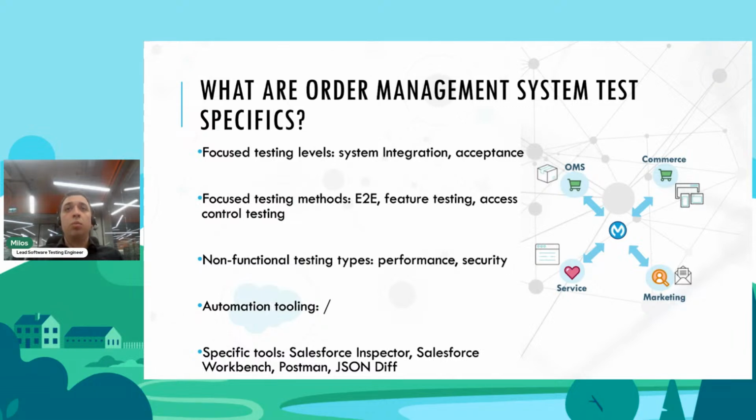Methods. End-to-end prior to the acceptance. So from end-to-end, from creating the order, processing your order, and also deleting the order, to the retailers and the shipping companies and so on, tracking the order. That is all the end-to-end flow that we need to follow. Feature testing, same as for Service Cloud, some customizations are required, and therefore we need to do feature testing. And again, access control testing, because personnel on the OMS will have different permissions to see different types of orders and so on. Non-functional testing types, performance.